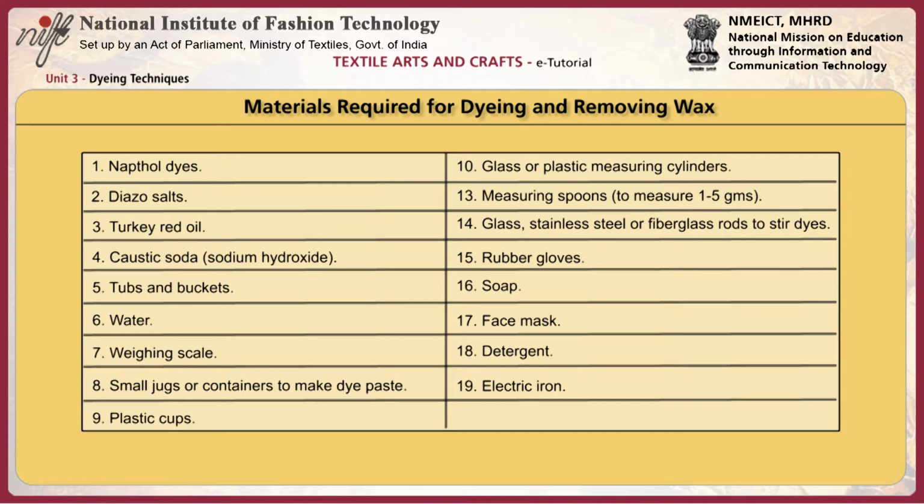These are the materials required for dyeing and removing wax. Naphthol dyes, diazosols, turkey red oil, caustic soda, tubs and buckets, water, weighing scale, small jug or container to make dye paste, plastic cups, glass or plastic measuring cylinders, measuring spoons, glass, stainless steel or fiberglass rods to stir dyes, rubber gloves, soap, face mask, detergent and electric iron.